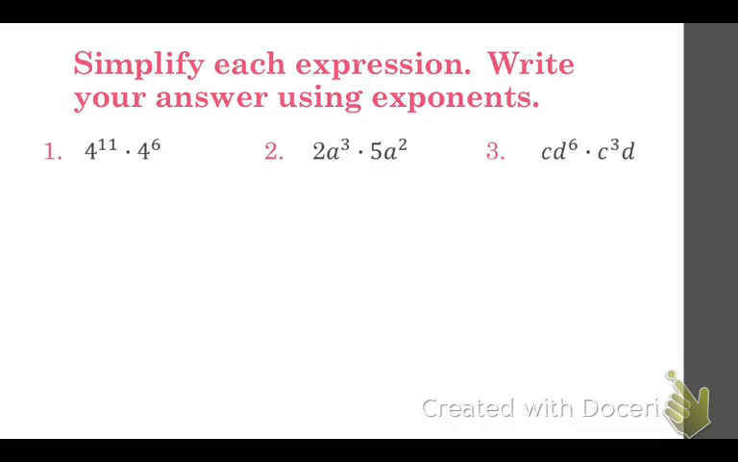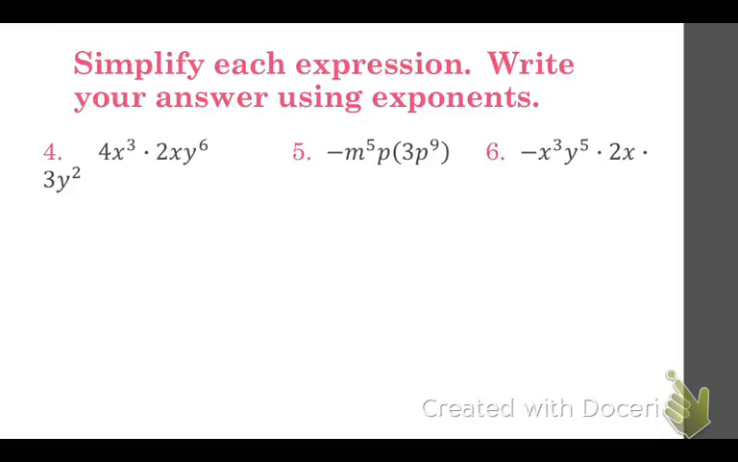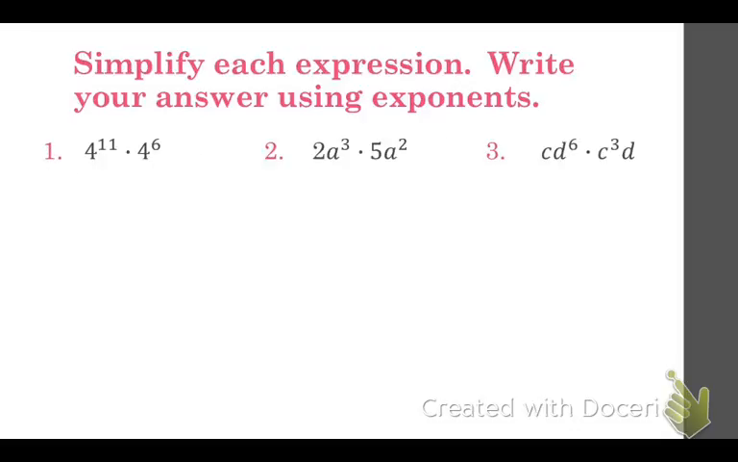In these problems it says simplify each expression and write your answer using exponents. So in this one, 4 to the 11th power times 4 to the 6th power, I keep the base and I add 11 plus 6 to get 4 to the 17th.